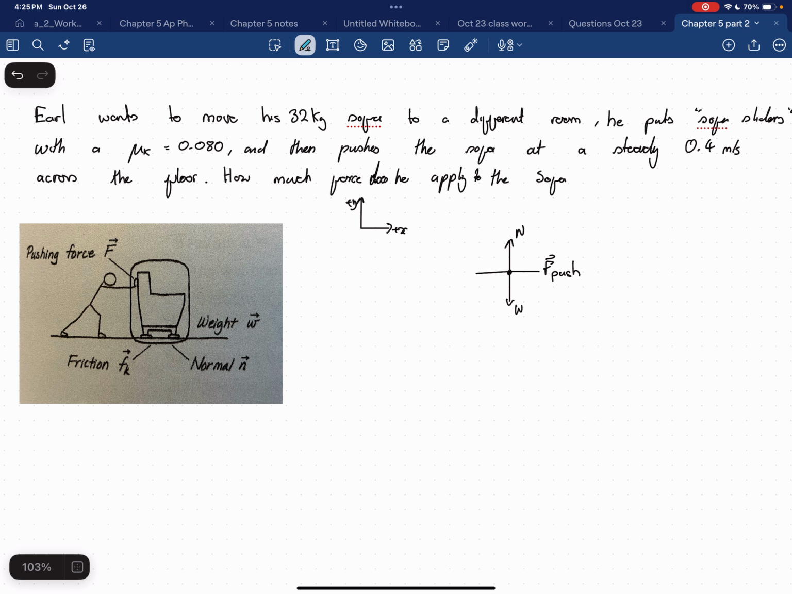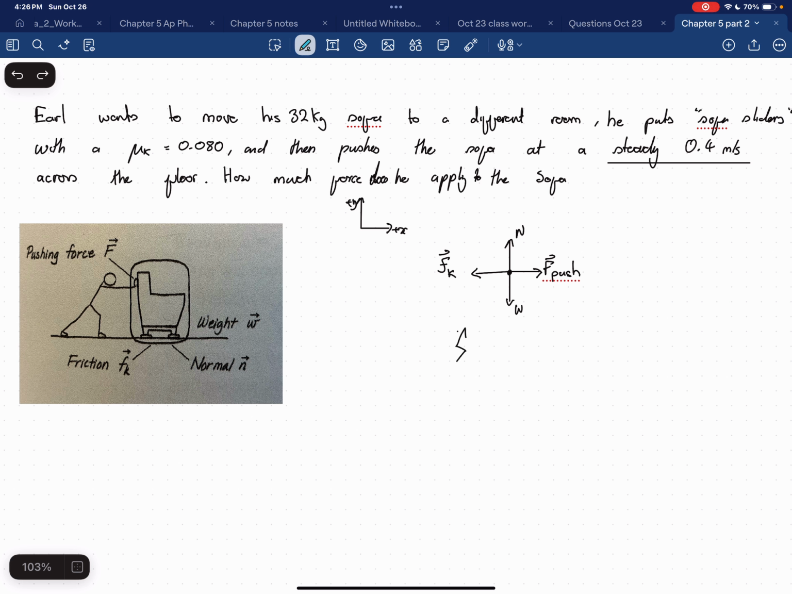So now I'm moving at constant velocity. Notice here I say I have a steady push. I'm not changing my speed. My speed is staying at a steady 0.4 meters per second. So we are in a dynamic equilibrium. So the y direction cancels out because we're not accelerating in the y direction. So we're only going to focus on the x direction.